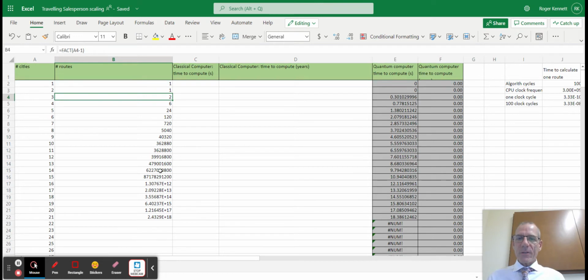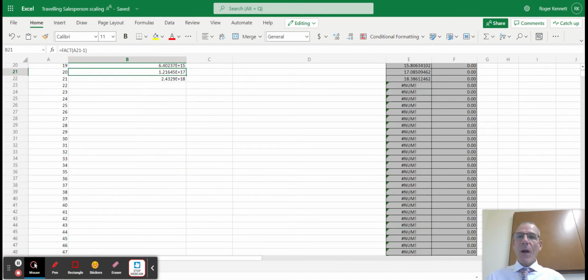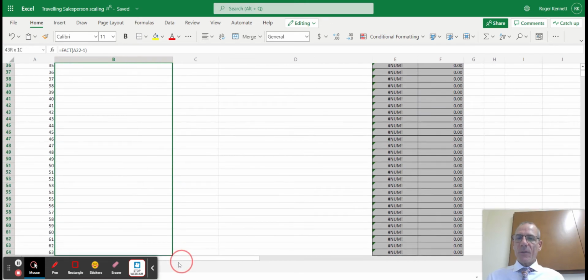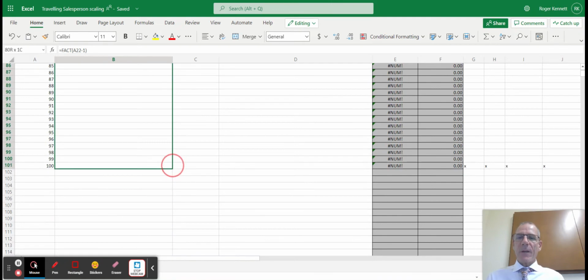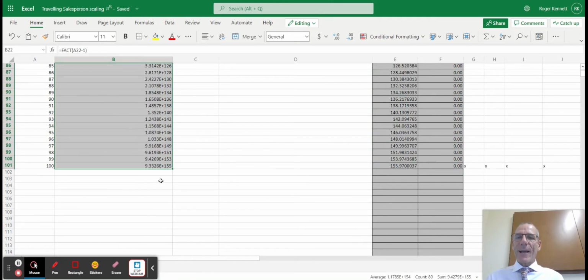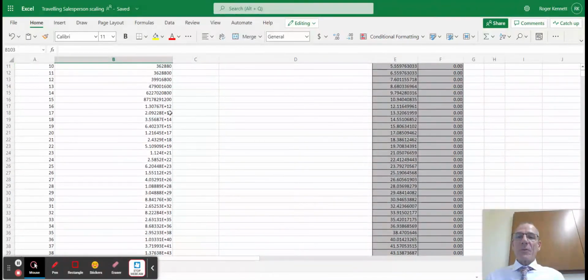And so it increases. To fill it all the way down, Shift, Control, and down arrow will take you right to the very bottom of the sheet. That's probably a bit too far. Sometimes that Shift, Control, down arrow is helpful if you put a placeholder at the bottom. So we're just going to grab our cursor here and drag all the way down there to 100 cities. And now you can see that our number of choices increases.